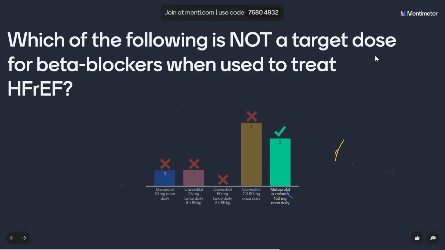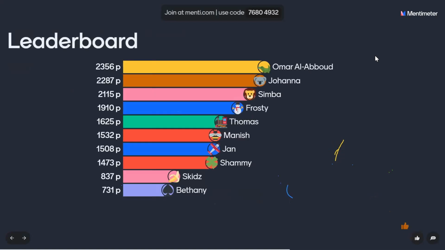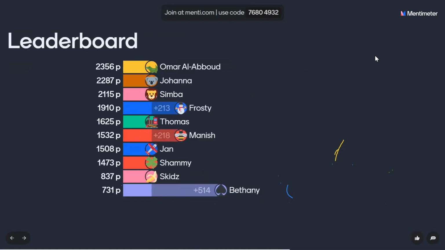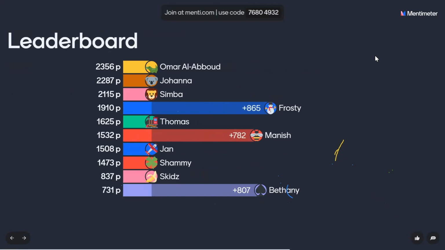All right. So the trials where metoprolol succinate was studied actually had a mean target dose of like 158 milligrams or something like that. This is obviously an average, so that's why it's kind of weird. But the guidelines actually recommend you try to get patients up to 200 milligrams once daily. And the other 4 are indeed correct. Bethany, good job. All right.